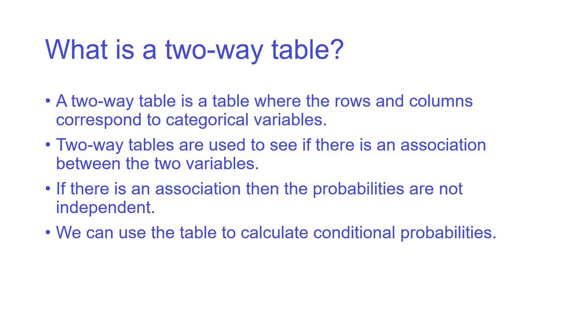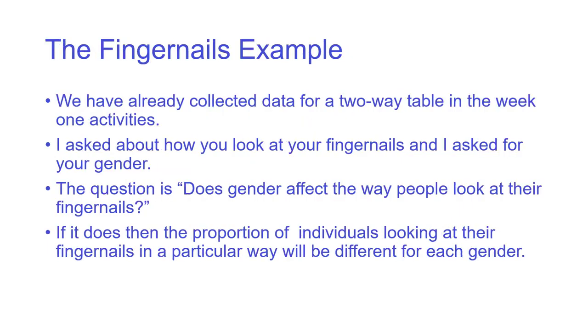So if there is an association between the genotype and the disease, then the probability of having the disease will be different between the different genotypes. Therefore, the probability is not independent. It's dependent on the genotype. It's not completely assigned at random between the two different genotypes. So then we can calculate what are called conditional probabilities. But more about that later.